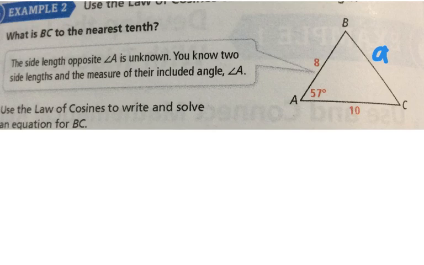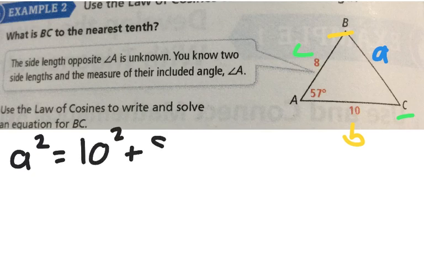Now when I set this up, which side is going to be B? We could call the 8 here B, and we could call the other side C. It really doesn't matter. If we get technical, right here is angle B, so we'd want the side opposite it to be B. And since here is angle C, we'd want the side opposite it to be C. But it really doesn't matter as long as you plug into the formula. Kind of like how the Pythagorean theorem doesn't care about which one's A and which one's B.